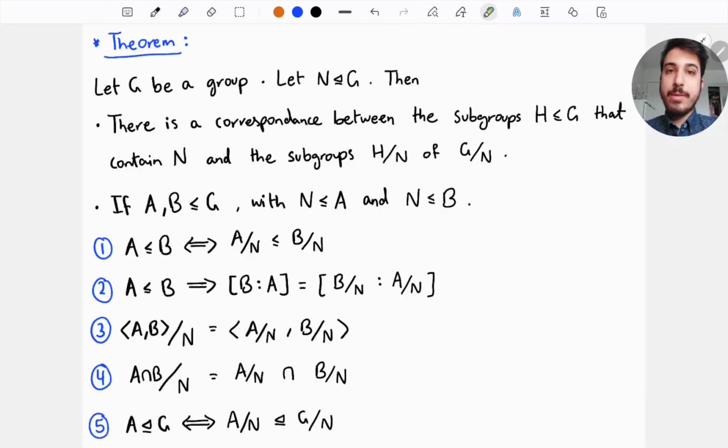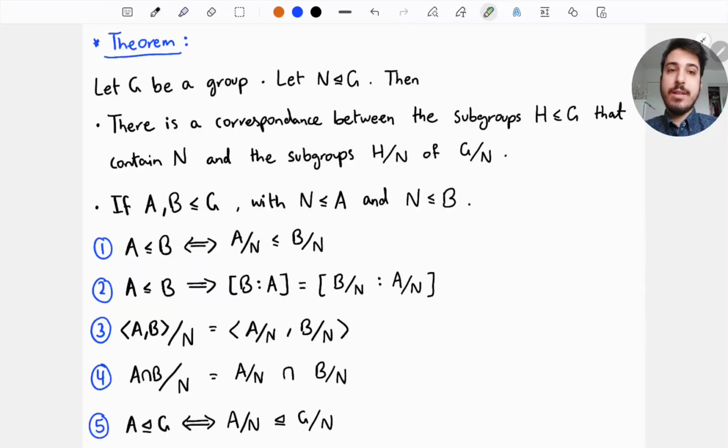The second result further elaborates on this bijection. If A and B are two subgroups of G, with N a subgroup of A and N a subgroup of B, so basically saying that A and B are two subgroups of G that contain N. Then the first result says that A is a subgroup of B if and only if A/N is a subgroup of B/N, which looks intuitive enough. Number two says that if A is a subgroup of B, then the index of A in B is equal to the index of A/N in B/N.